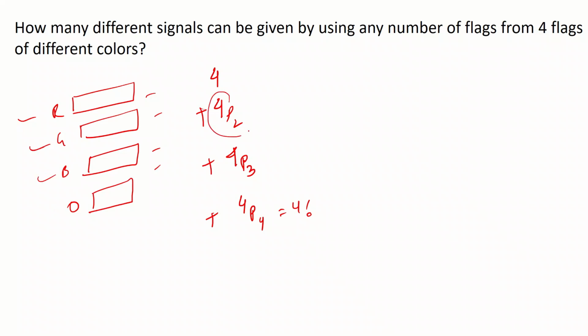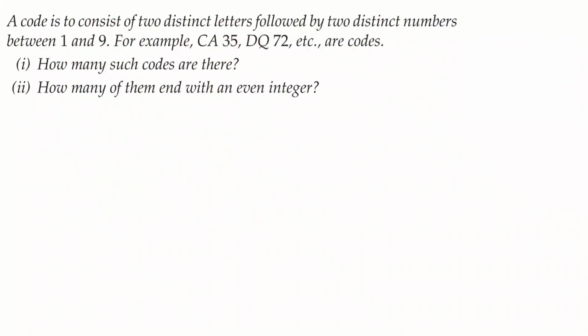Then 4P2 gives you 2 flags at a time. Say for example RG, GB, or BO, or RO, or GO. So 2 flags at a time. 4P3 gives you 3 flags at a time. That's the permutations of 3 flags out of 4 flags. And then 4P4 is just all the flags together, so you can arrange them in 4 factorial ways. Alright, so these many signals you can form. So you add these all and then find out the answer.